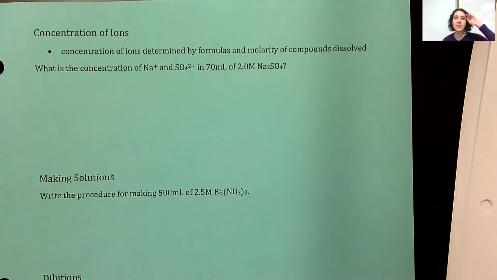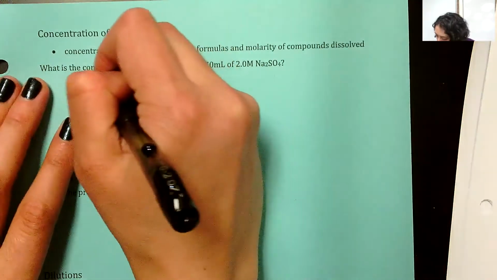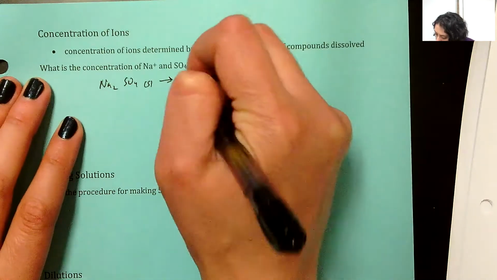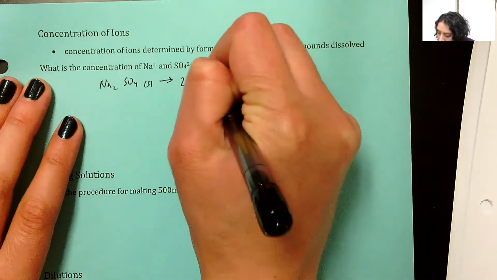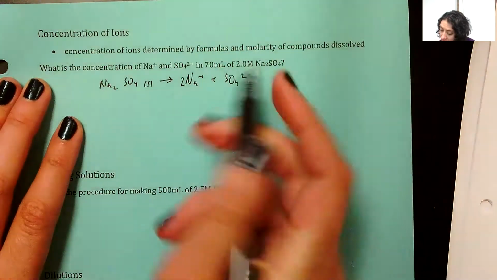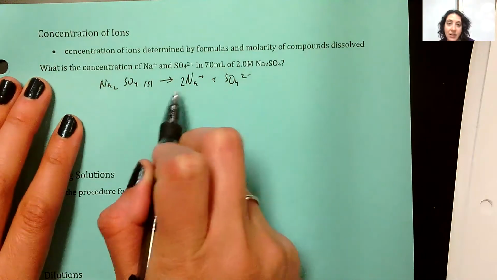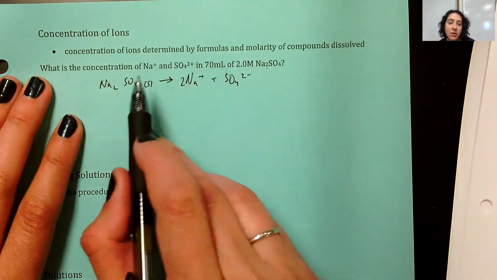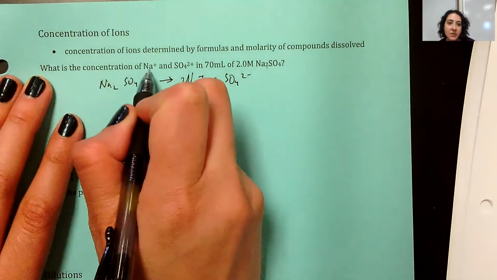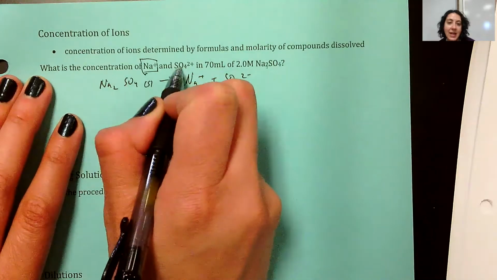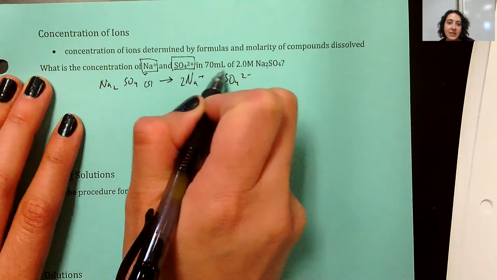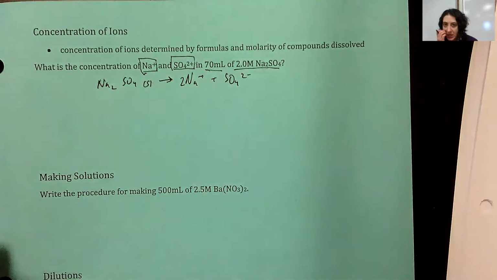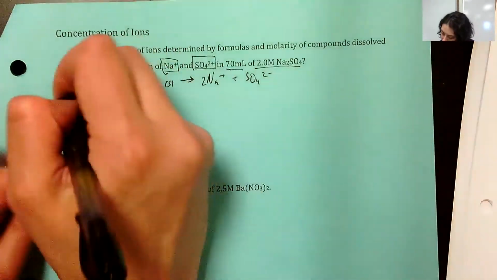So let's take a look at this sodium sulfate example. Sodium sulfate is a solid, and when it dissolves, it's going to dissolve into sodium ions and sulfate ions. For every 1 sulfate ion, you're going to produce 2 sodium ions because of that 2 right there. So what is the concentration of sodium ions and sulfate ions in 70 milliliters of a 2 molar solution? Let's look at sulfate first.